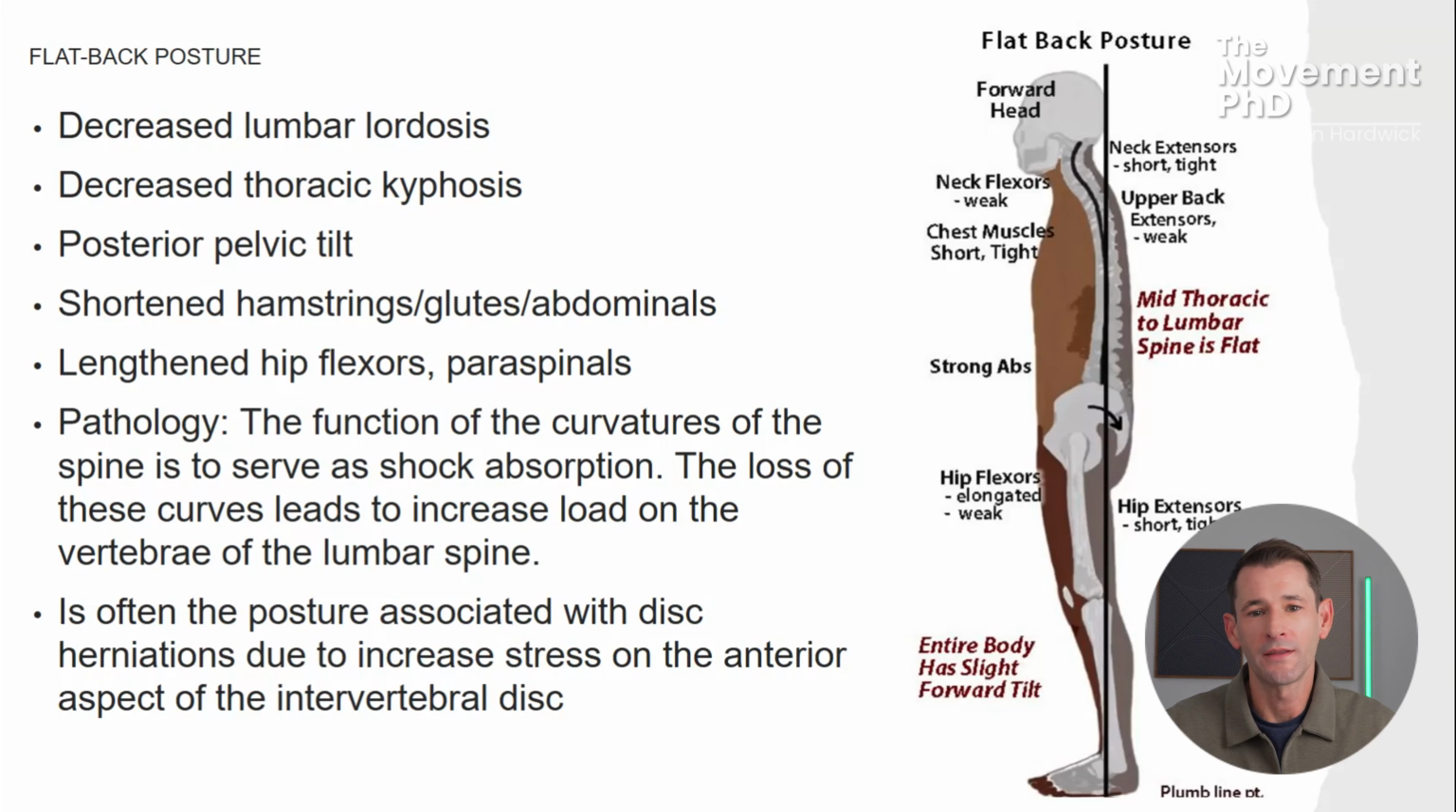Now let's talk about the flat back posture. So this is the opposite of that hyperlordosis. Now we have a decrease in that lumbar lordosis. With that, we also have a decrease in that thoracic kyphosis. Therefore, we have a flat back posture because the spine is very flat. So it has a reduction in the curves.